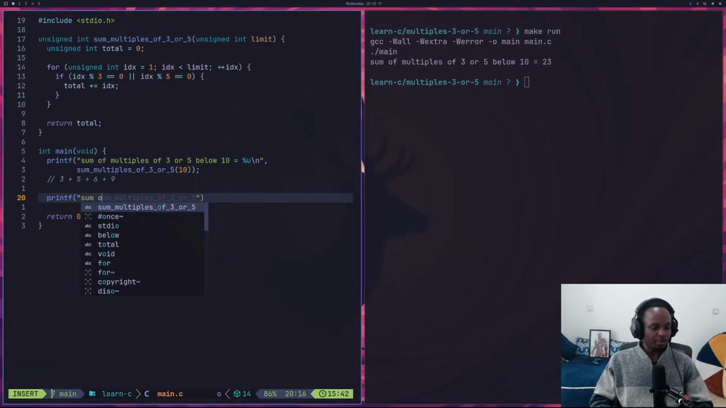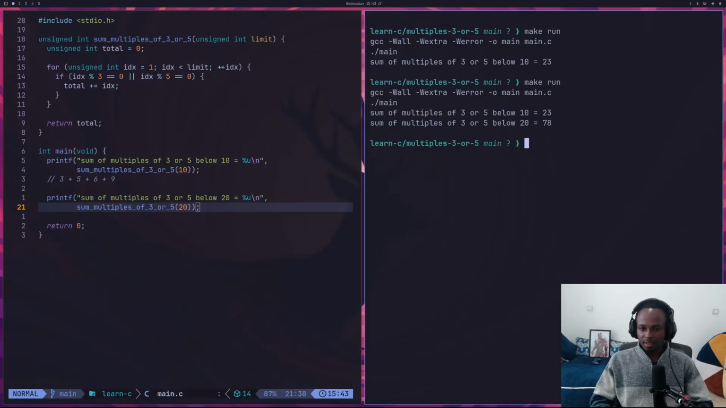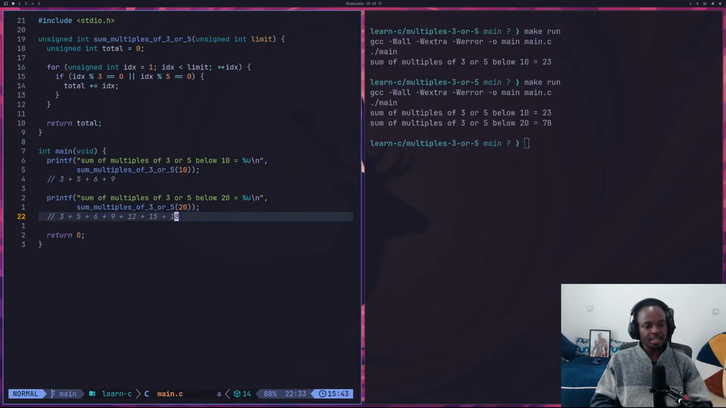So sum of multiples of 3 or 5 below 20, and then let's have 20. Okay, so make run, and this is giving us 78. Let's just confirm that. So after 9 we have 12, we have 15, and then we have 18, right? Yeah, the 20 is not included.